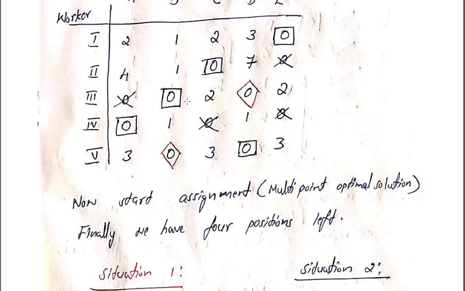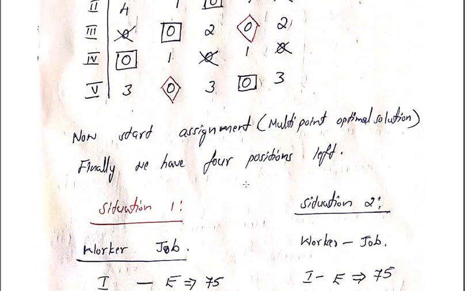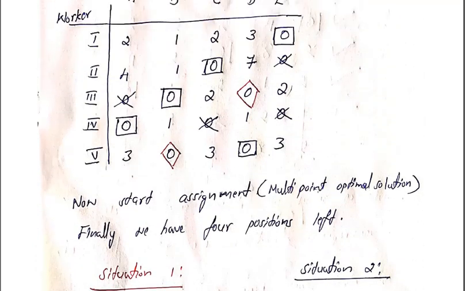Again in the third row we are not considering any of these, so there are many zeros. In the fourth row again there are many zeros, we have cancelled other zeros, and again in the fifth row also we have this one. And now in the column wise again, in the first column, the third column and the last column we have assignment. So now start assignment, multi-point optimal solution.